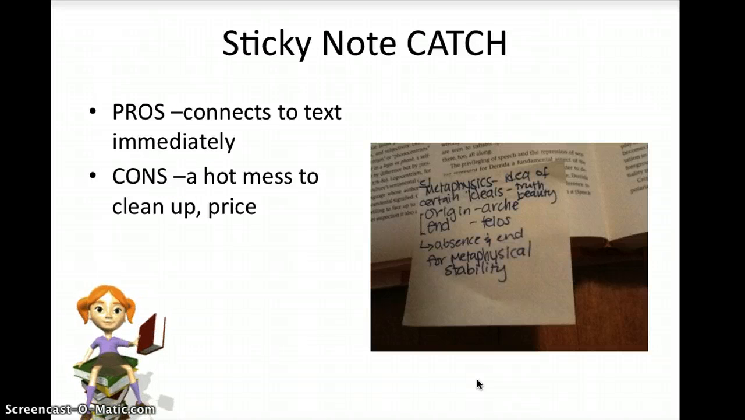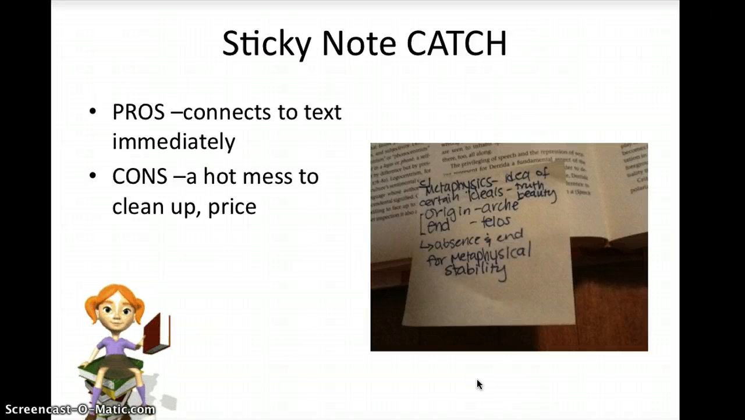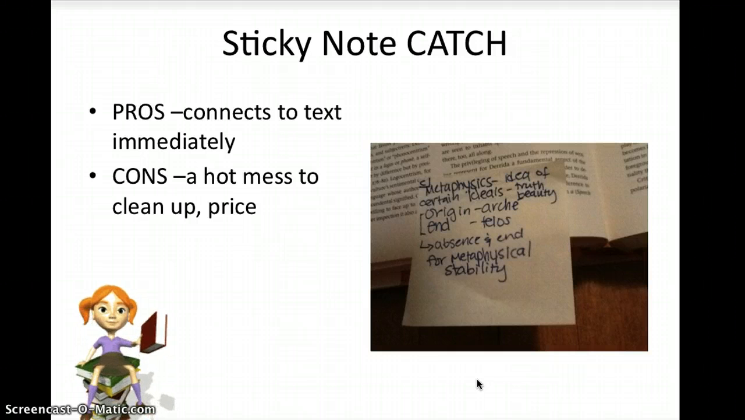Sticky notes are also a great option, but they have to take them out of the books, and sticky notes are really expensive. So we started this with the textbook for AP English, and it got really overwhelming really fast. Some teachers love it, and so if you want to do sticky note catch, by all means.